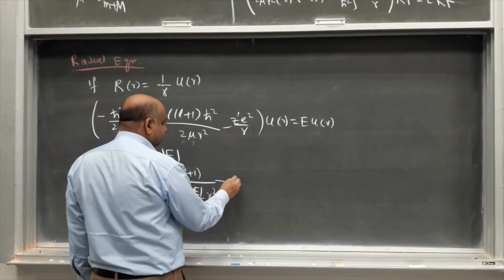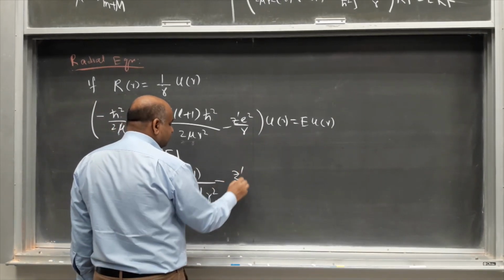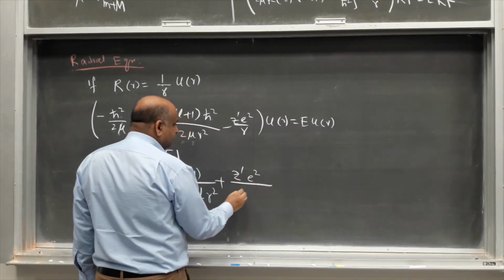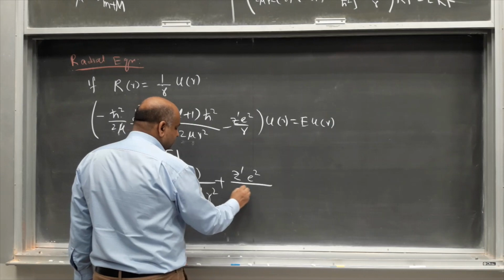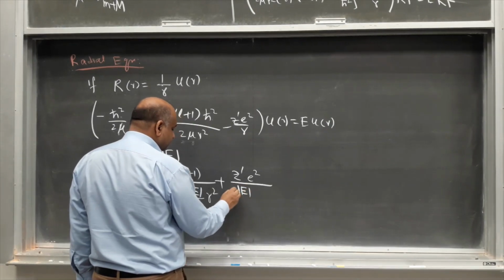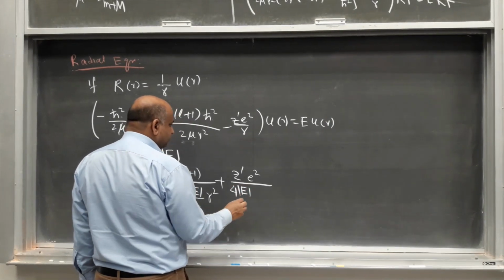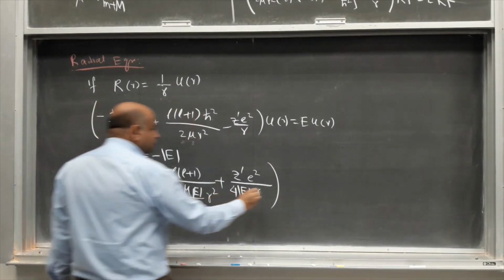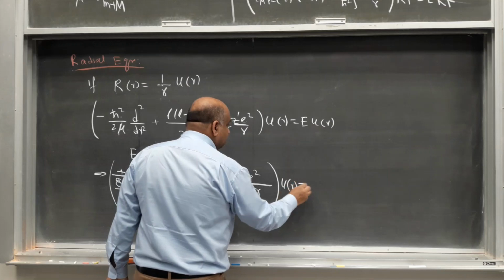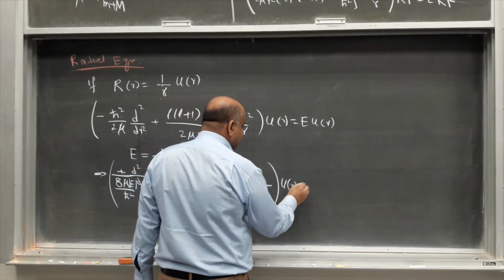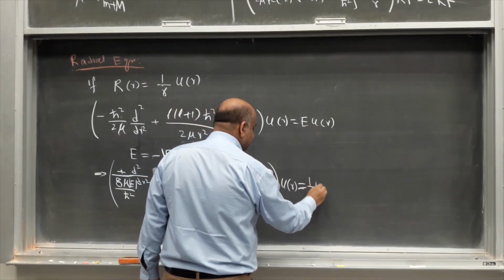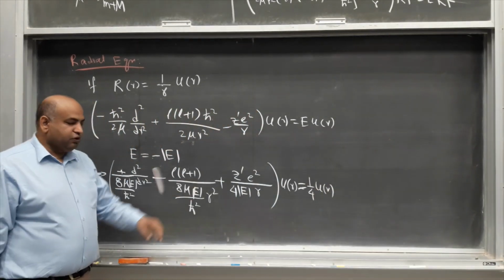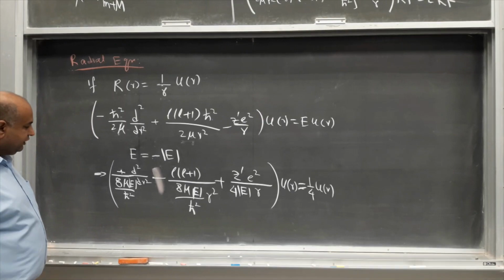Here I get Z prime e square, so this becomes plus E bar into 4 r, u of r, and on the right side I have 1 over 4 u of r. This division by 4 makes our life easier later on.